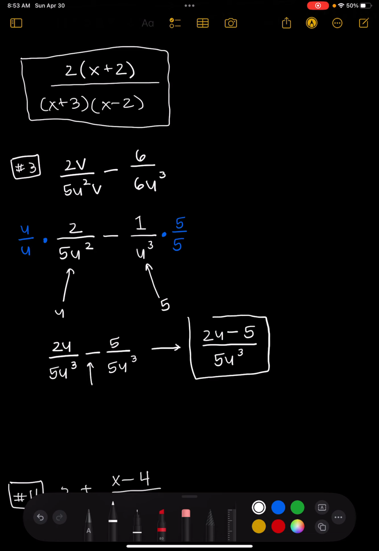There's nothing I can simplify, even though the right top and the bottom have a 5 in common. Because that 2u doesn't have a 5 in common, we can't cancel it out. And so this is my final answer.